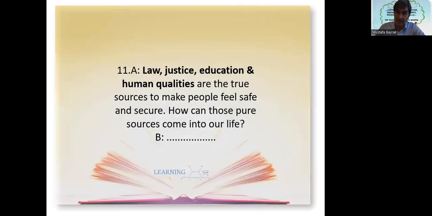Law, justice, education, and human qualities are the true sources to make people feel safe and secure. How can those pure sources come into our life? How can law, justice, education, and human qualities come into our life? Of course, by being aware of the importance of them and by spending effort and diligence to actualize them, by taking them extremely seriously, they can come into our life. It is not so difficult. It is not so complex. It is so simple.